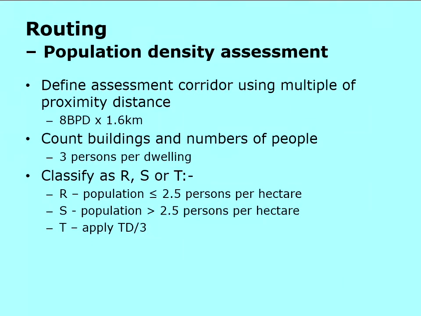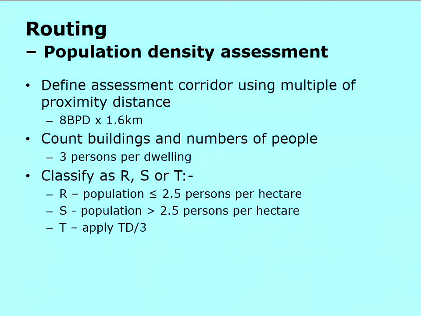So if the population density is less than or equal to 2.5 persons per hectare, it's classified as class 1 or rural, and you can operate up to a design factor of 0.72. If the population density is greater than 2.5 persons, it's a class 2 or a suburban area, and you've got to drop the design factor to 0.3.